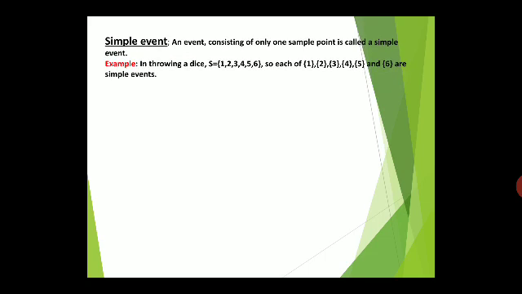After that, we'll come to know about simple event. An event consisting of only one sample point is called a simple event. As for example, if you throw a die, you will get S, the set containing 1, 2, 3, 4, 5, 6. So each of the singleton sets containing elements 1, 2, 3, 4, 5 or 6, they are examples of simple events.